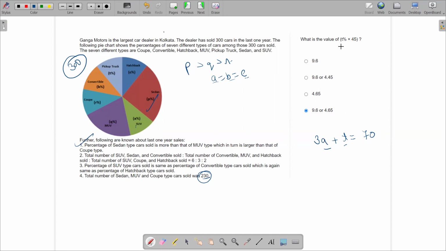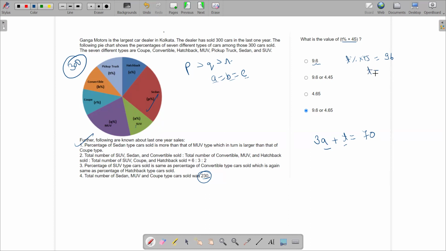So question number one is, what is the value of T percent into 45? See, if you equate the value of T percent into 45 to an option, say 96, then after finding the percentage, if I convert it into a concrete value, we should get an integer number of cars, right? So I'm taking an option and checking it. T percent into 45 equal to 96.